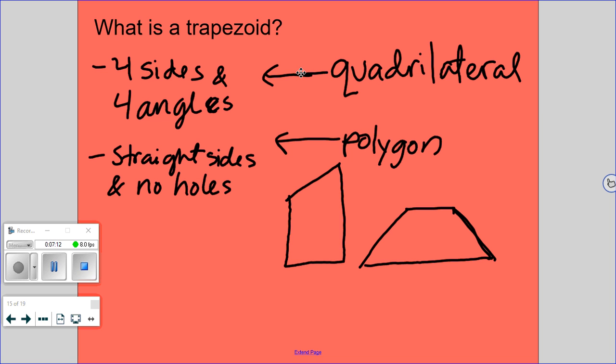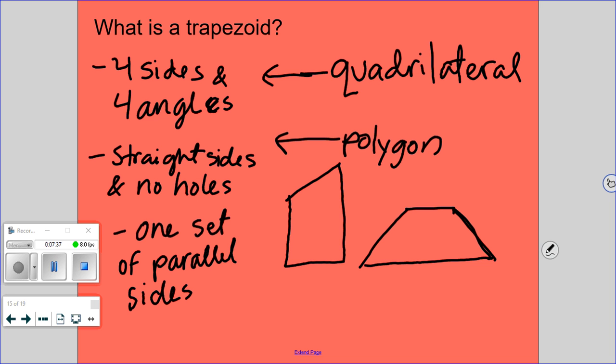Okay, I like that. So Kylie noticed in these both examples, we can't have all square corners. And that is true. We cannot have all square corners. And the reason for that is we have one set of what's called parallel sides or lines. One set of parallel sides. Oh, I get it.